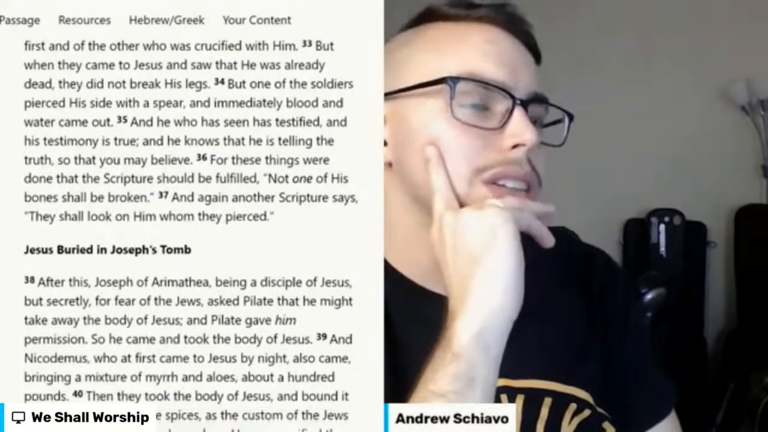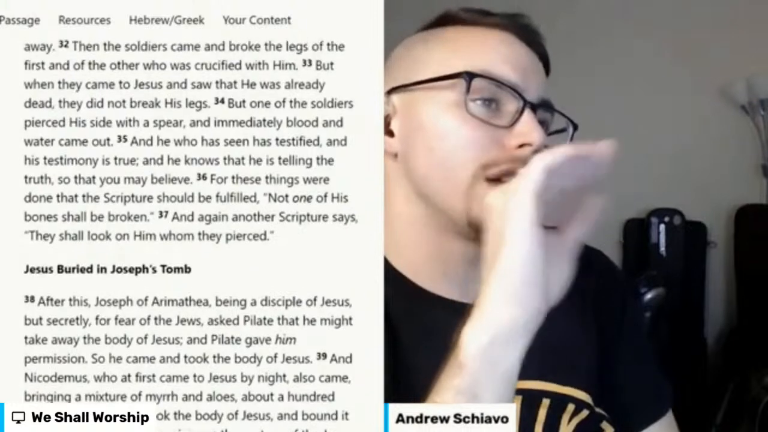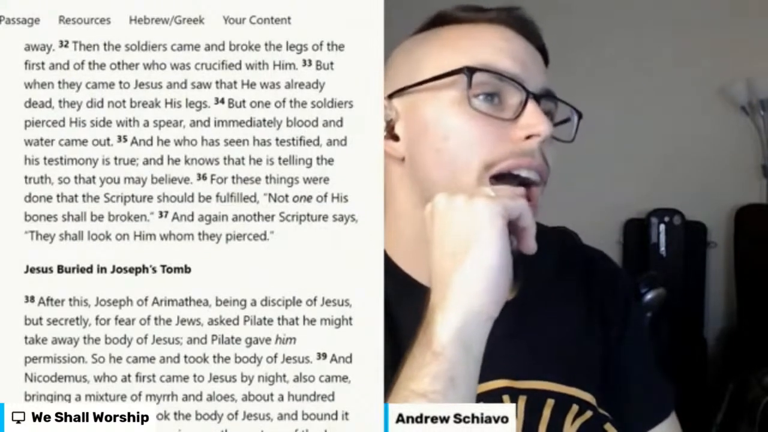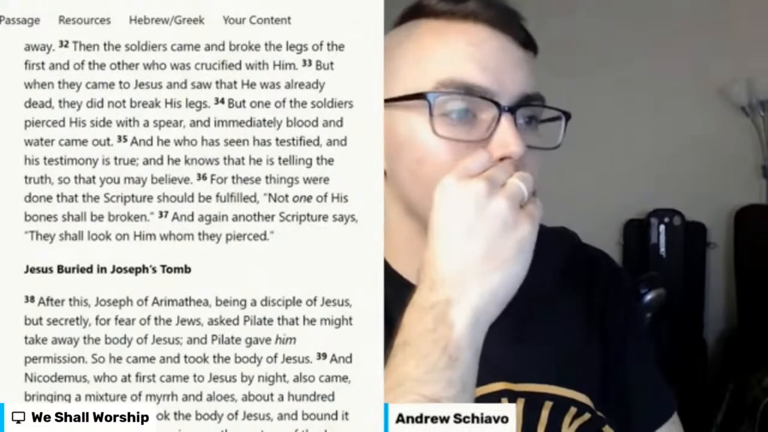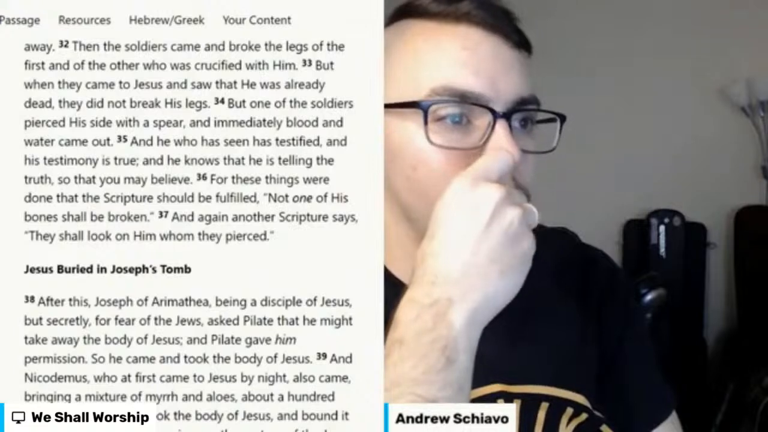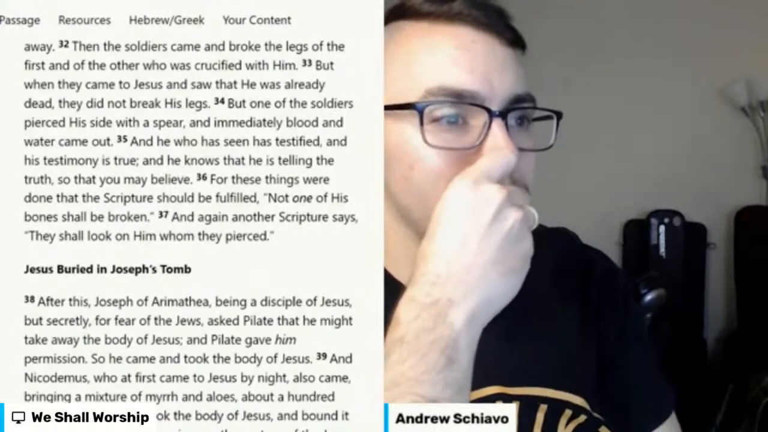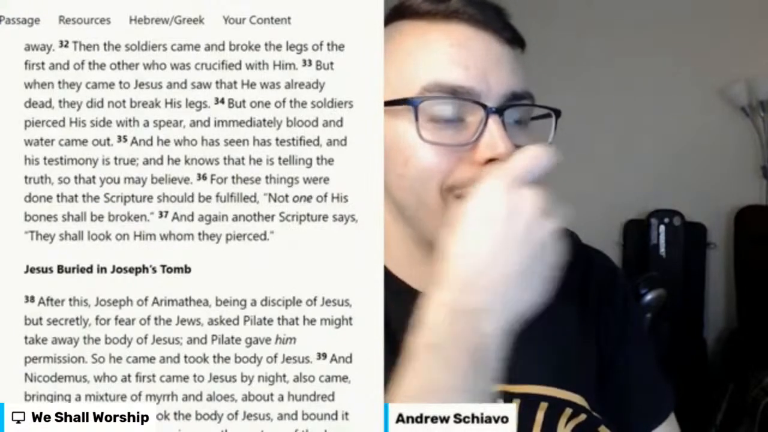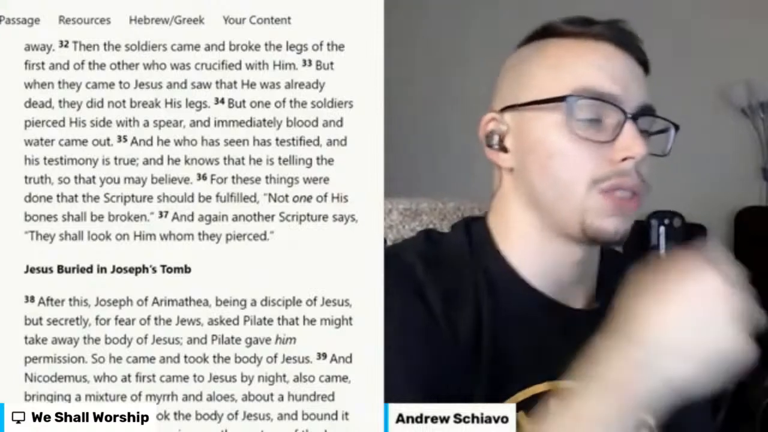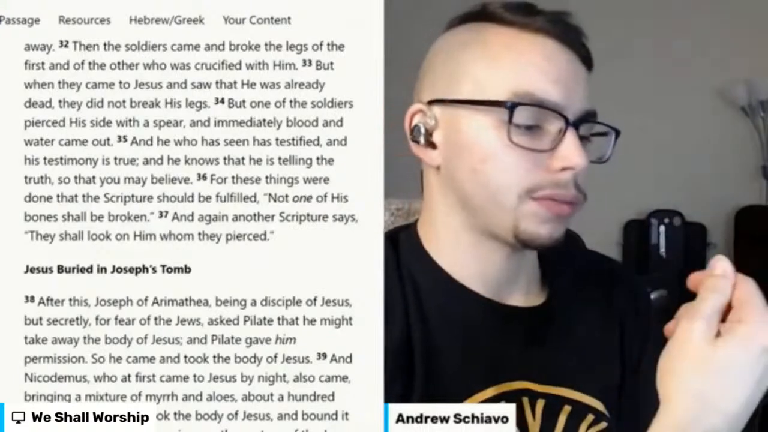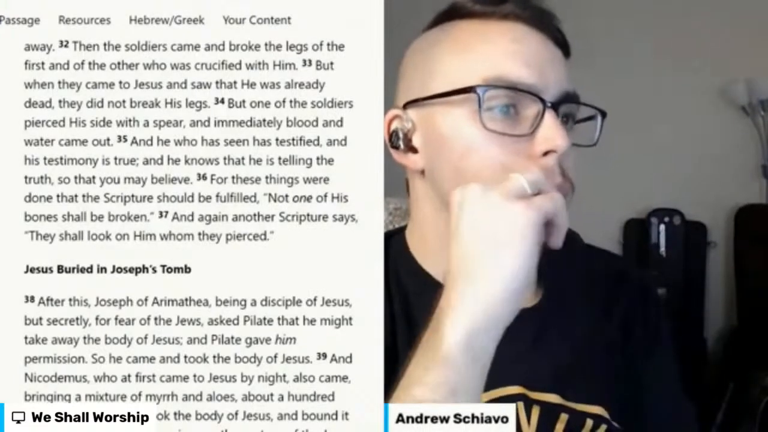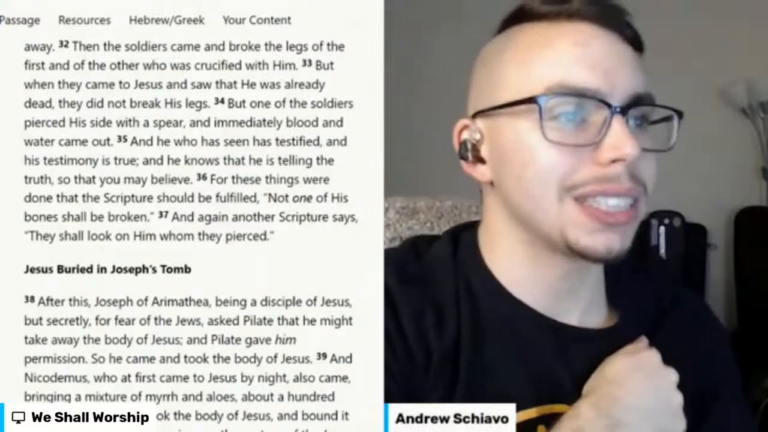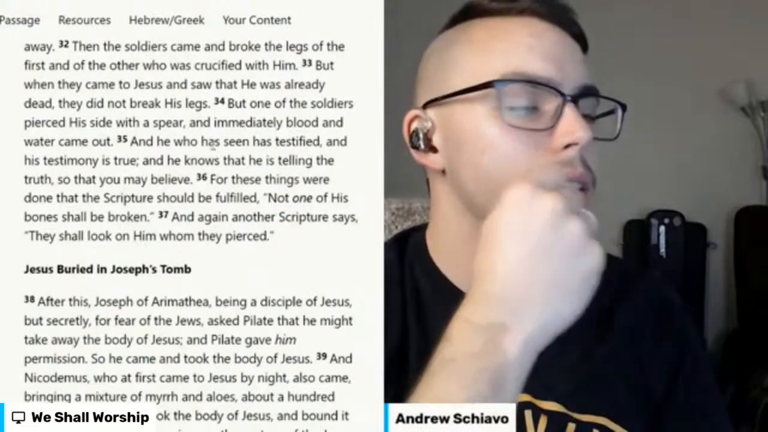But one of the soldiers pierced his side with a spear. And actually, I read too that after they were crucified, most of the victims were thrown to dogs. And it was shown that Jesus's body was not thrown to dogs, which is really interesting if you think about that as well. But one of the soldiers pierced his side with a spear, and immediately blood and water came out.